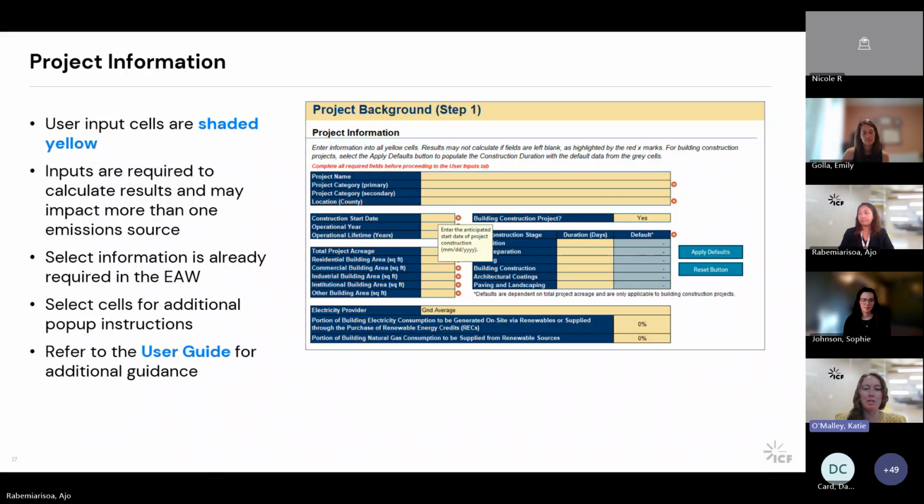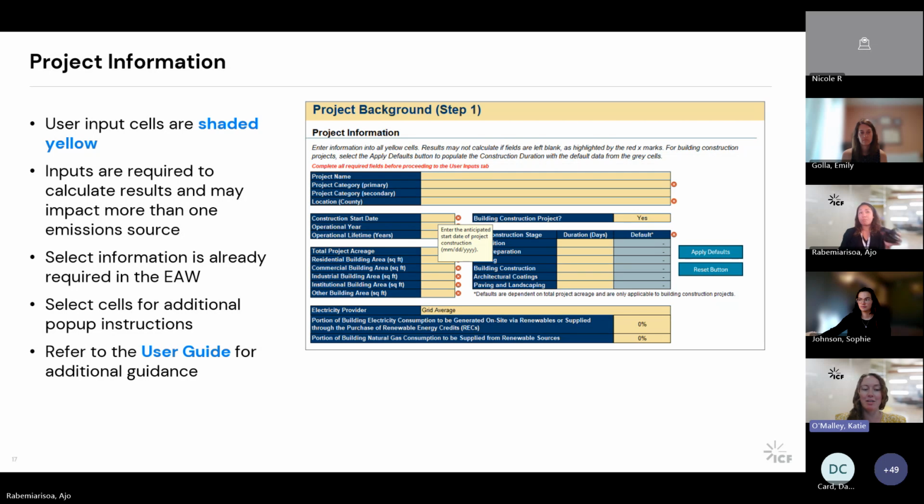Great. So the project information is entered on the project background tab, which is noted in the calculator as step 1. So back to the diagram from the previous slide, step 1 is where we're getting started here, showing exactly how to fill out the calculator. So when you're using it, you'll enter information into the yellow cells indicated here. Many of these inputs are required to calculate results.